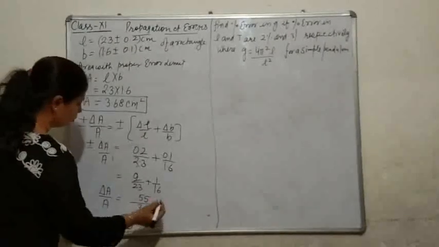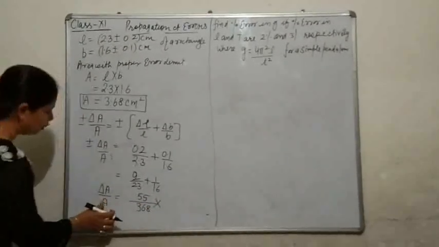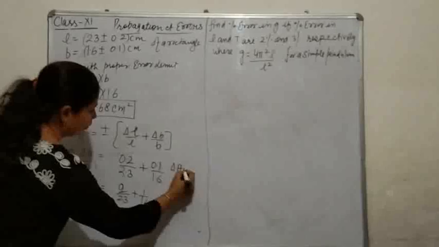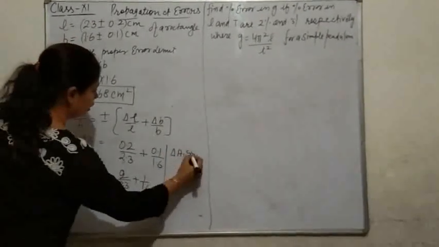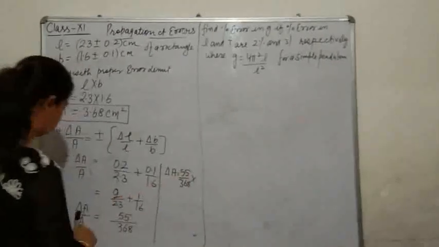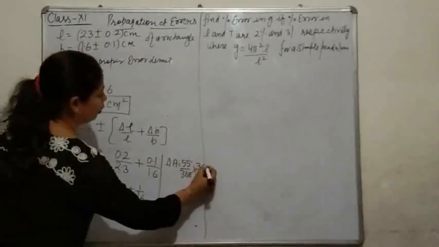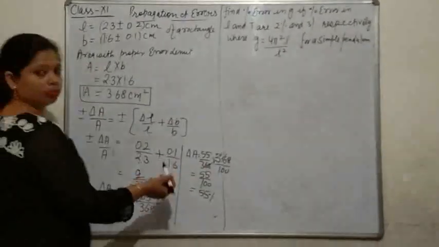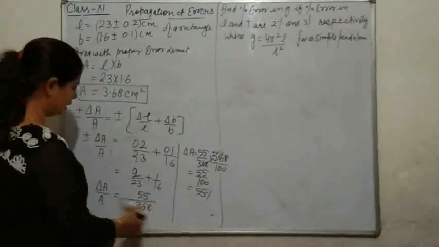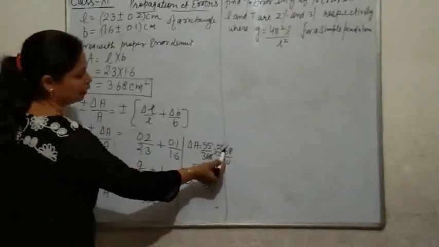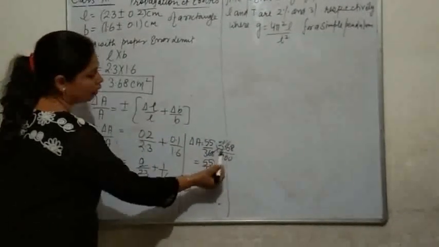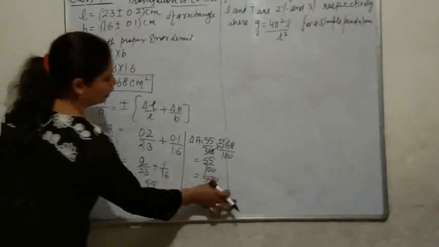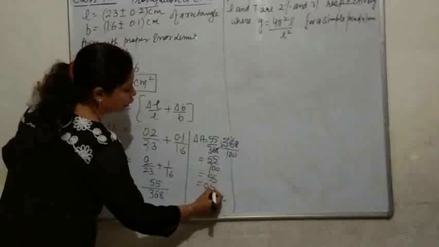Now, if we want to have the value of delta A, how can we calculate? It was our delta A, that will be equal to 55 upon 368 into A. What is A? 3.68. Overall delta A is 55 upon 368 multiplying with A, area, that is 3.68, removing decimal section, we will have 100. Now 368 cancels with 368, 55 upon 100, that will be equal to 55%. If we are not taking in percentage, we can write it 0.55.